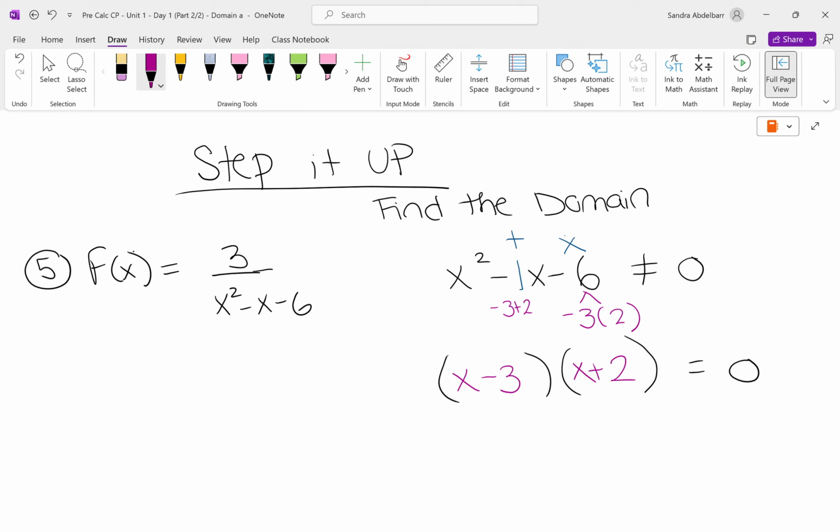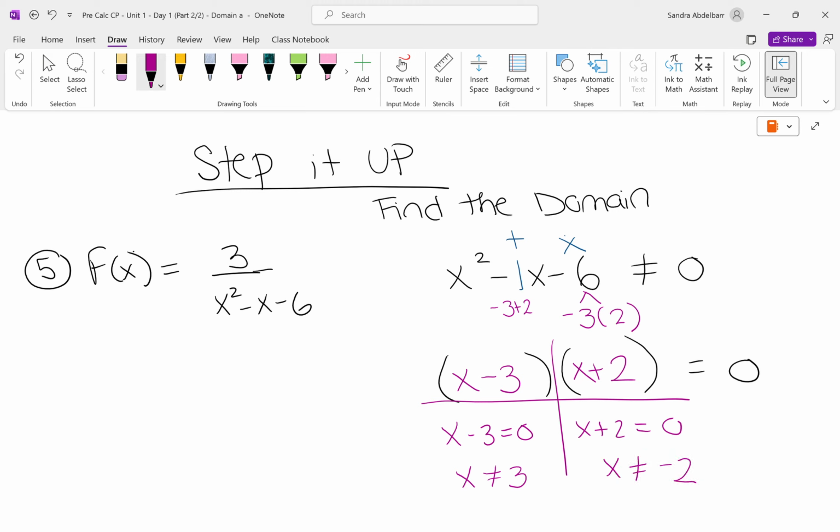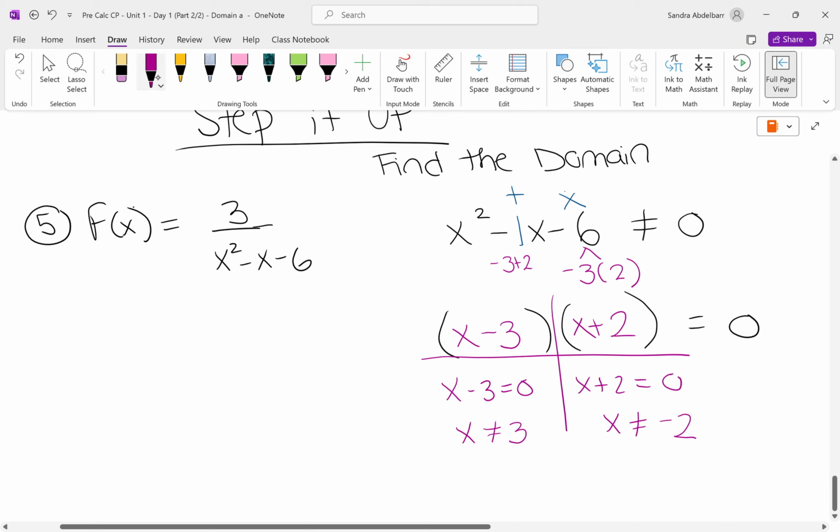What do I do now? Set them each to 0. Good. We're setting them each equal to 0. So we have x minus 3 equals 0, x plus 2 equals 0. So x cannot equal positive 3, and x cannot equal negative 2. Those are our restrictions. Those are the restrictions on the domain.